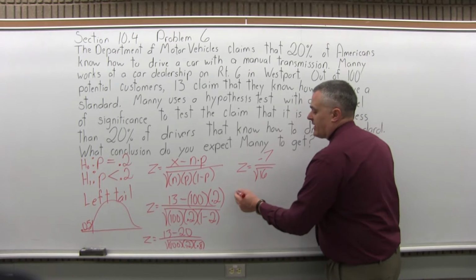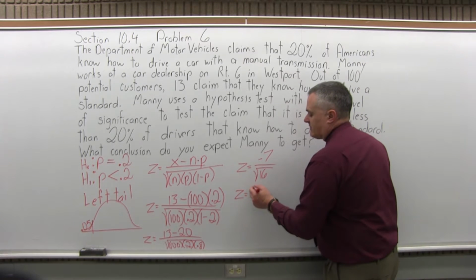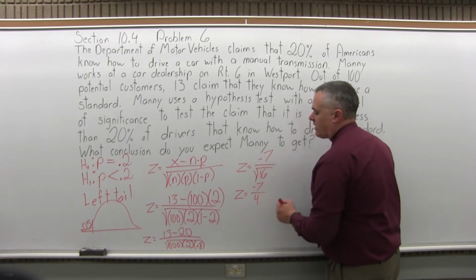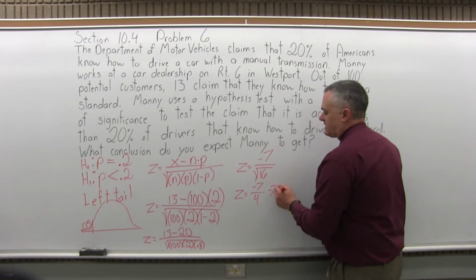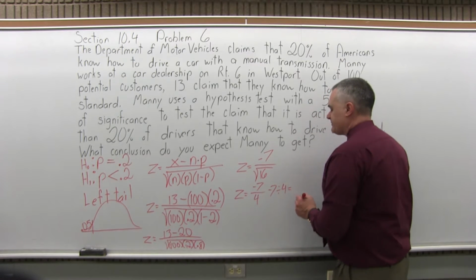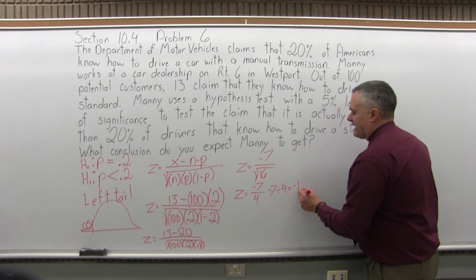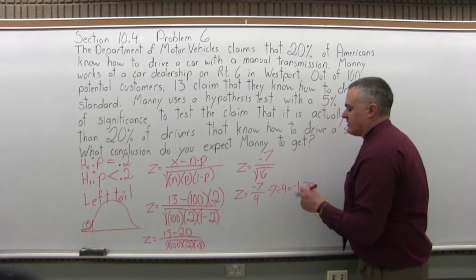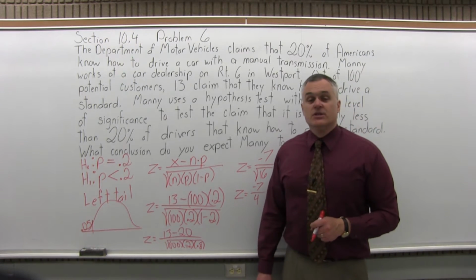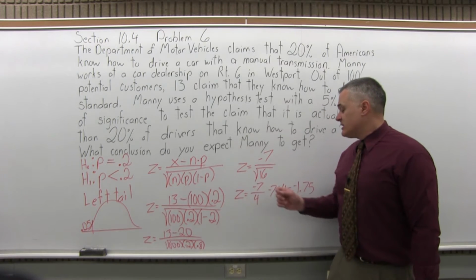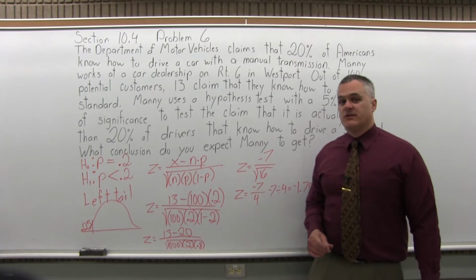So now I can actually do the square root. I'll have negative 7 on the top. The square root of 16 is 4. So negative 7 divided by 4 will be negative 1.75. The calculator will tell you that. So that was step 4, calculate z. We got z equals negative 1.75.